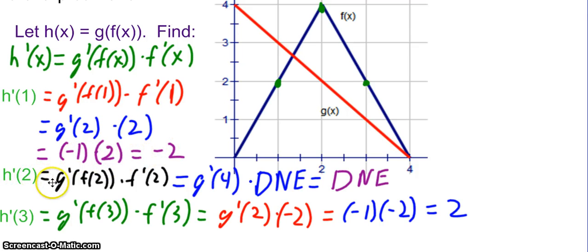Good. H prime of 2, let's first figure out what is f of 2. F of 2 is 4. And then I'm doing g prime of 4, which I can find, but f prime of 2 does not exist. So this does not exist. For h prime of 3, g prime of f of 3 times f prime of 3. So what is f of 3? F of 3 is 2. So then I have g prime of 2. G prime of 2 is negative 1. And f prime of 3 is negative 2, so negative 1 times negative 2 is 2. There we go.